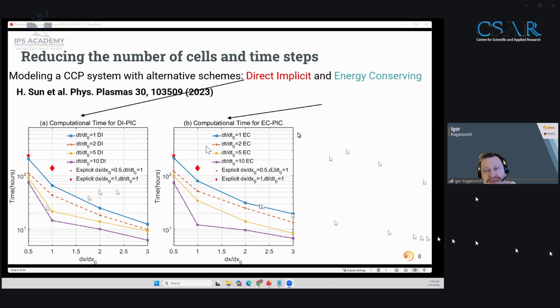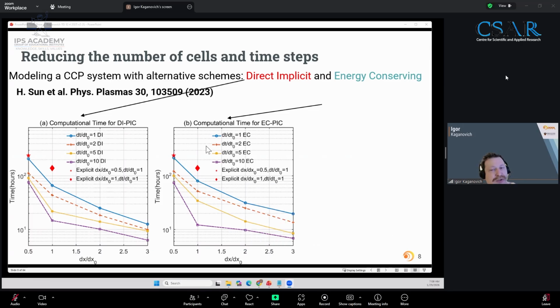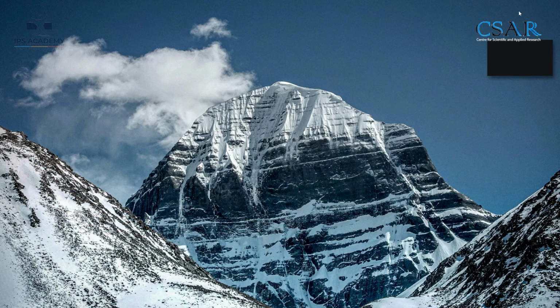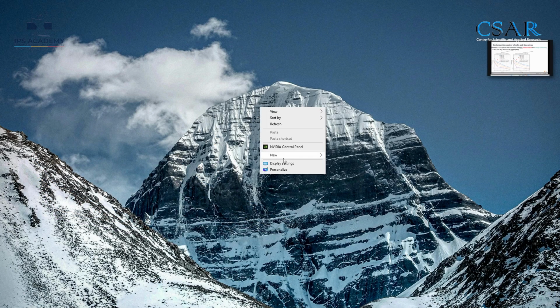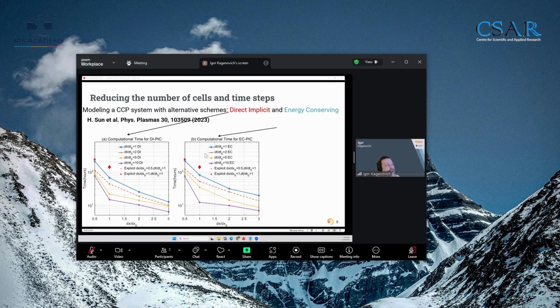So what we did in the past, we looked at how to accelerate this code, because traditional codes use an explicit momentum conservative algorithm, and it has a lot of limitations on time step and spatial step. And so you really want to avoid that by using a more sophisticated, more advanced algorithm.